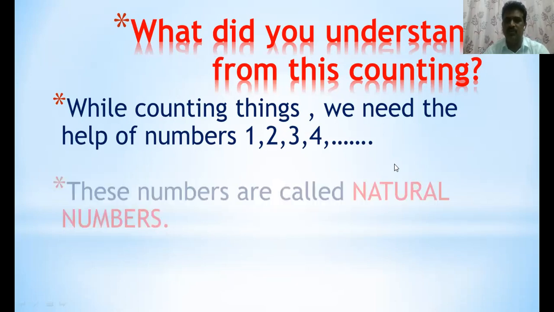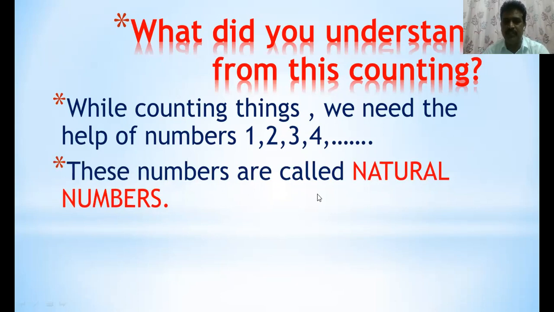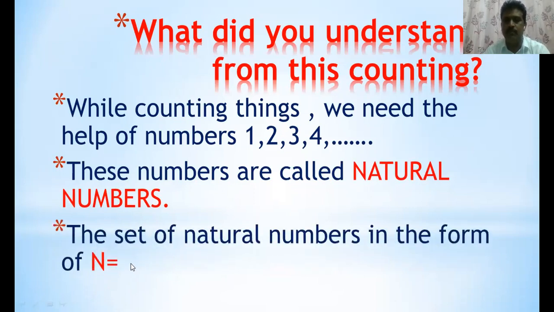Now, these numbers are called natural numbers. Isn't it, children? These numbers are called natural numbers. Next, the set of natural numbers. These natural numbers, 1, 2, 3, 4, and so on, are denoted by capital N, written within set brackets like this: 1, 2, 3, 4, 5, 6, and so on. Infinitely many natural numbers will be there in this set.